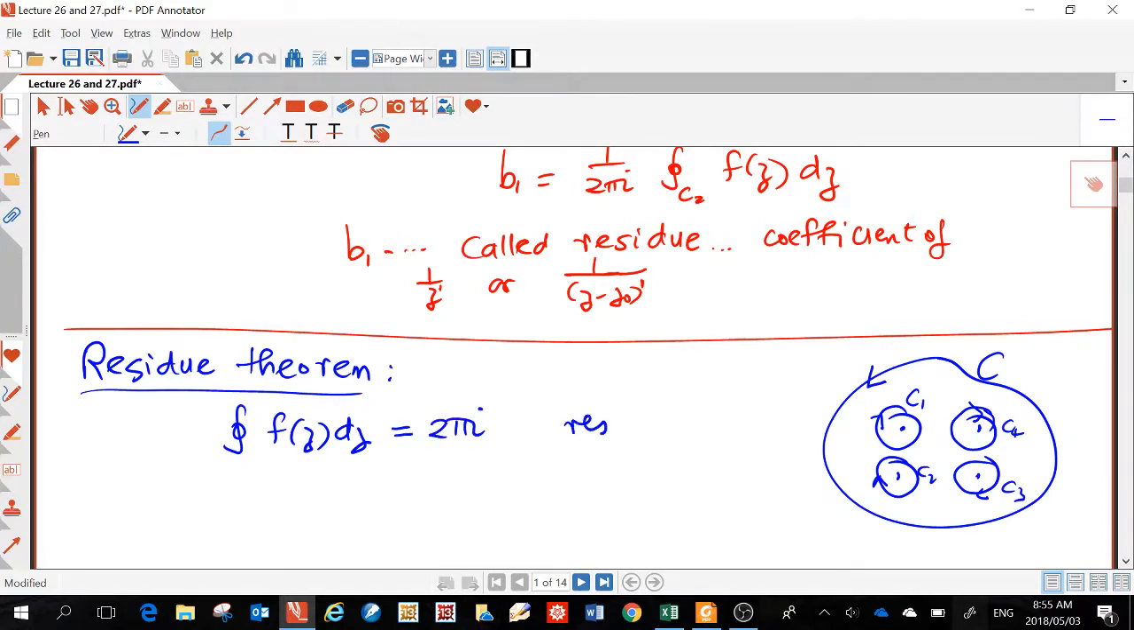times the residue of f of z, and you can take it at every z_k and sum them, k equals 1 to some number n. If it's 3 singularities, it will be 1, 2, 3. So z1, z2, z3 are the singularities. Right, so that's this very straightforward formula.